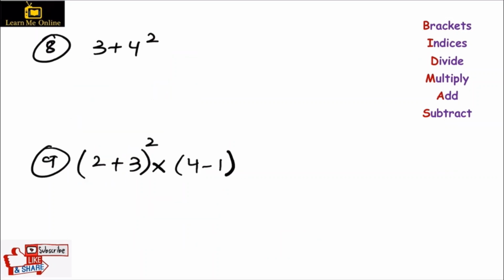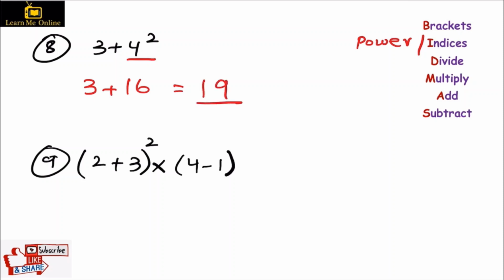Now we're going to look at the last two examples on BIDMAS. We have now 3 plus 4 squared. Clearly we know that indices is the same as a power. Again, I'm going to write it down over here. We're going to simplify the powers first. So 4 squared would be 16. And when you add them together, 3 plus 16 would be 19.